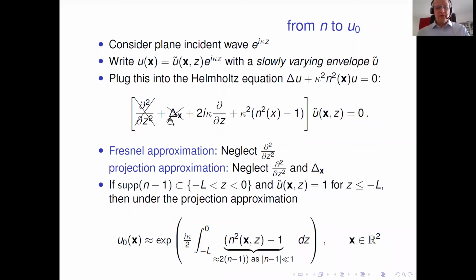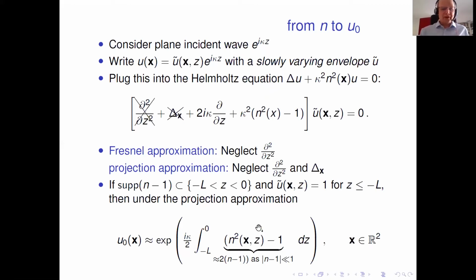But assuming that the sample is optically thin, we can also neglect additionally this lateral Laplace operator. And if we do that, then we arrive at this model that is typically used in CT. Then you basically get this formula, which I already put in, that the exit wave is given by line integrals over the refractive index squared.